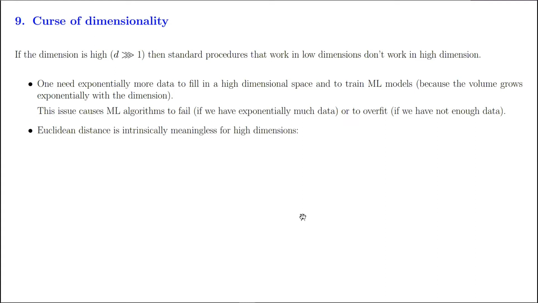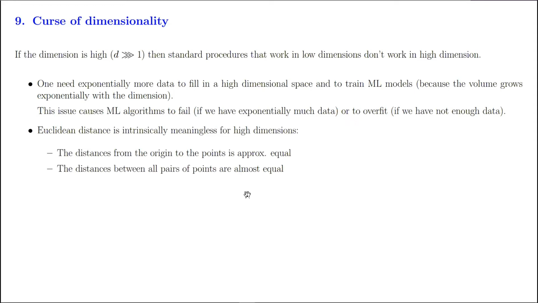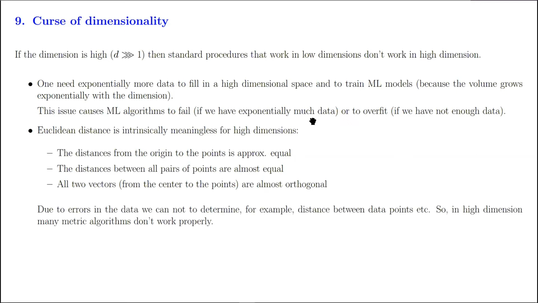Another reason, connected with the previous one: Euclidean distance is intrinsically meaningless for high dimensions. The distances from the origin to the points are approximately equal. The distances between all pairs of points are almost equal. All two vectors from the center to the points are almost orthogonal. Due to errors in the data, we cannot determine, for example, the distance between data points. So in high dimensions, many metric algorithms don't work properly.